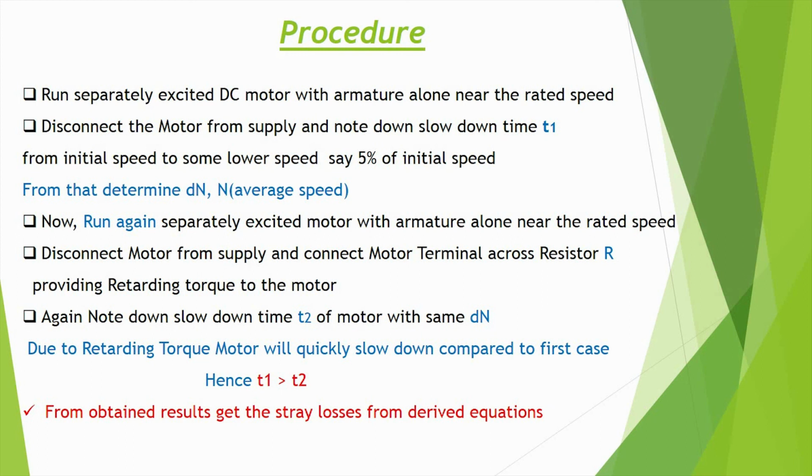Then we run the separately excited DC motor again, and now we connect the resistor when the motor is disconnected from the supply. So we disconnect the supply and connect the resistor R. Similarly, we obtain the slowdown curve. We take the same dN, which is the change in speed, but this time the motor slows down very quickly compared to the previous case, because we have an additional resistor to dissipate the losses. So we will have all the required data to calculate the losses. That is it for the theory part.